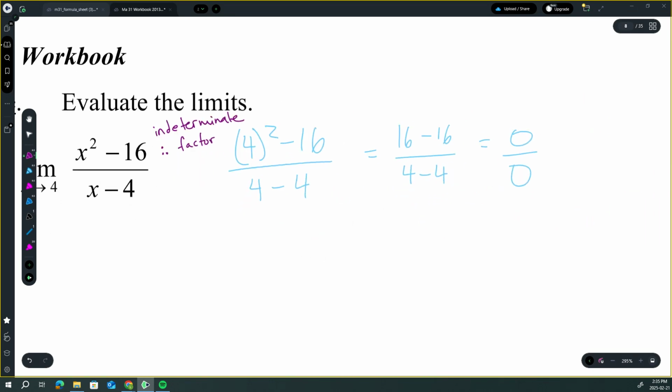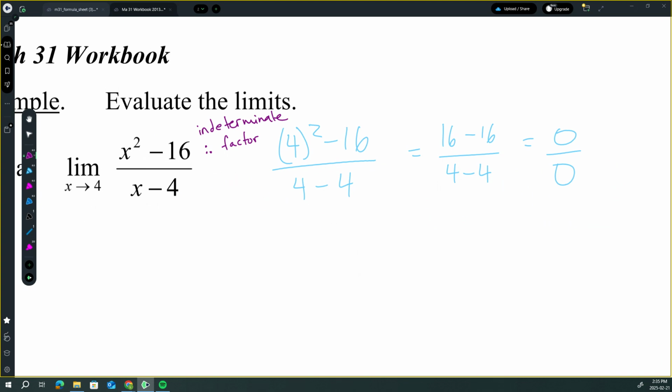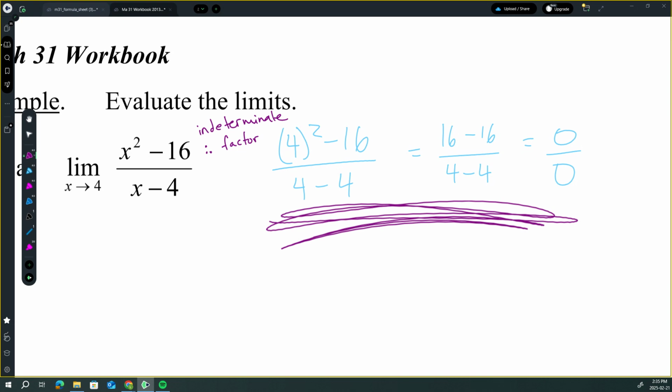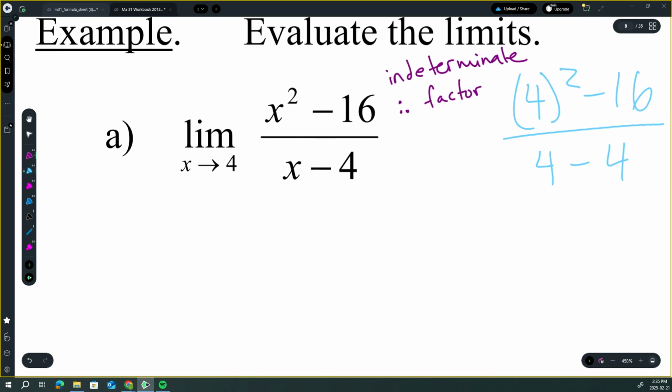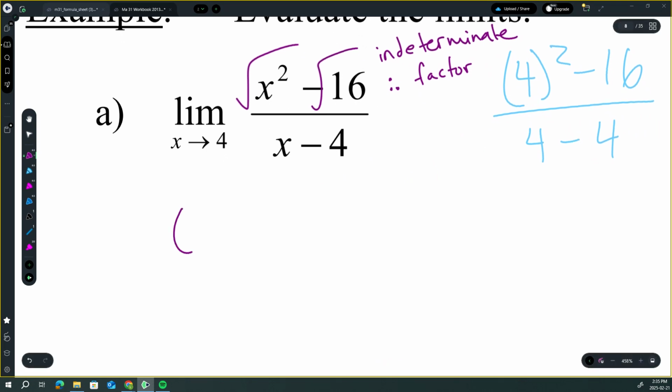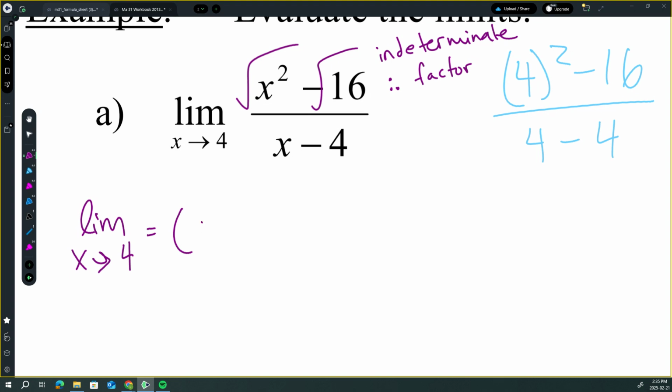If you're wondering if you need to write this stuff that's in blue, you don't. But if you're wondering why we're doing all of this, it's because if you quickly sub in the value that x is approaching and you result in either undefined or indeterminate, that's why we need to factor. I notice I can do a difference of squares, so I'm going to do that. It is a little annoying to write the limit as x approaches 4 every single time, but yes, you do need to do that.